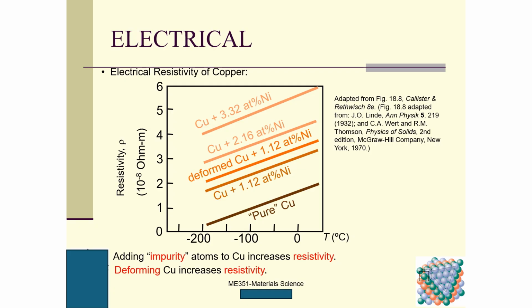So we can see based on this figure that adding impurity atoms, here nickel, to copper increases resistivity. And we also learned that deforming copper increases resistivity as well. So you can see how the composition and process determine the properties.